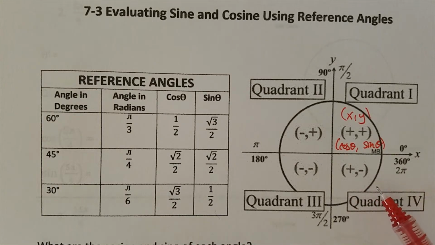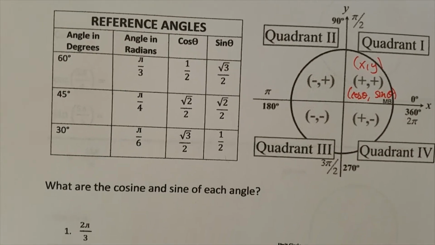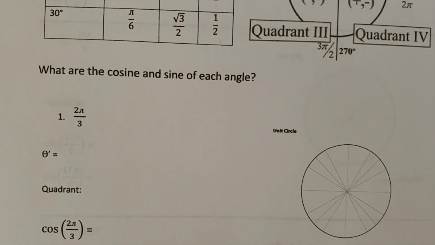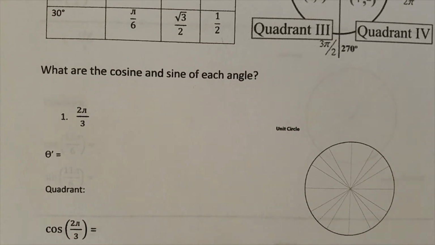Let's go ahead and jump in and do some of these problems. What are the cosine and sine of each angle? We're going to start out with radians. I've found, in time, once I started to get more comfortable with radians, I noticed radians are a lot easier to use than degrees.